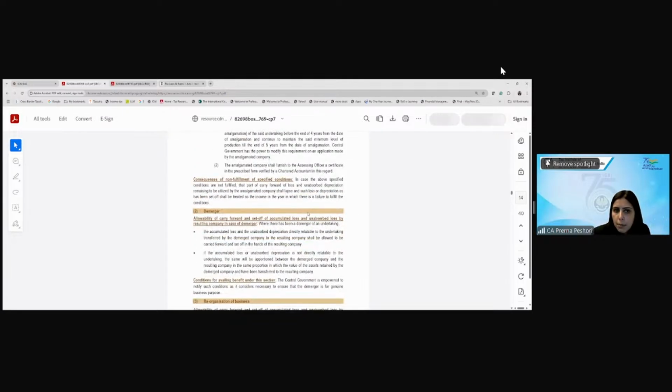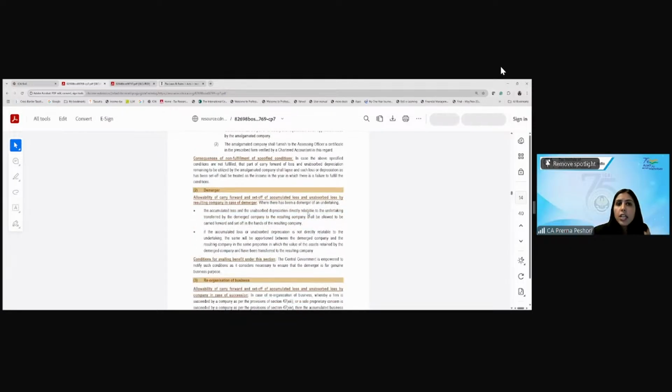Same case is in the demerger. The loss of the demerged company and the UAD will be carried forward and set off by the resulting company, but not for a fresh period of 8 years, only for the balance period. Because in demerger, the company was already in existence, whereas in amalgamation the company ended, right? In demerger both the companies are existing, so they allow only for the balance period of 8 years, right?